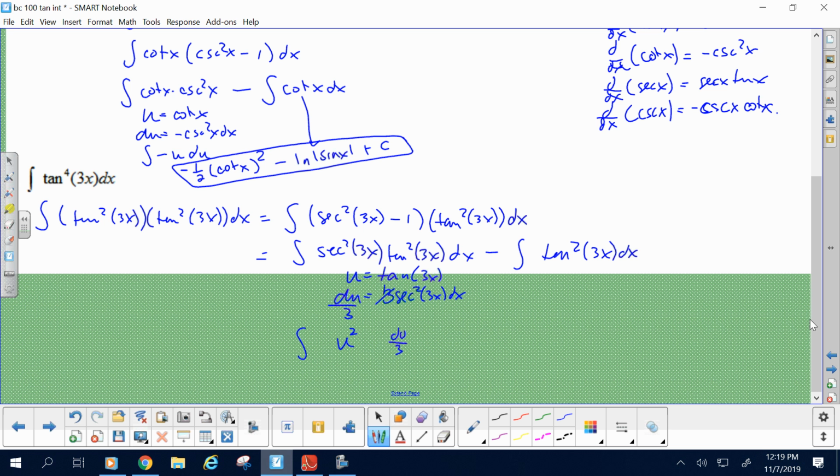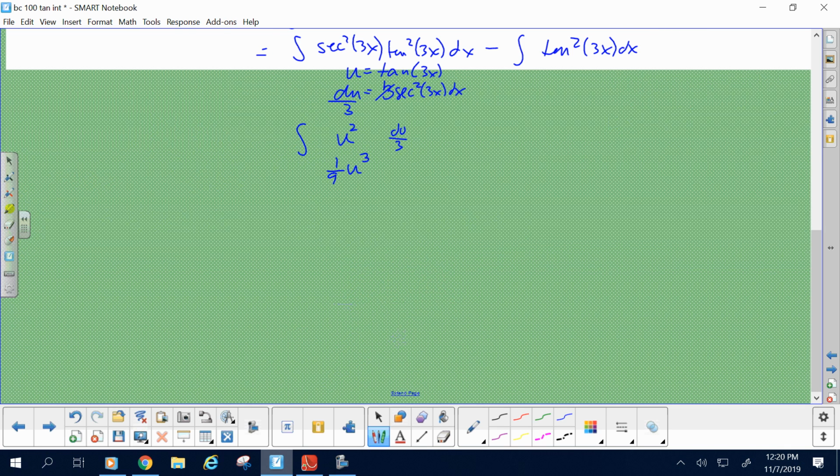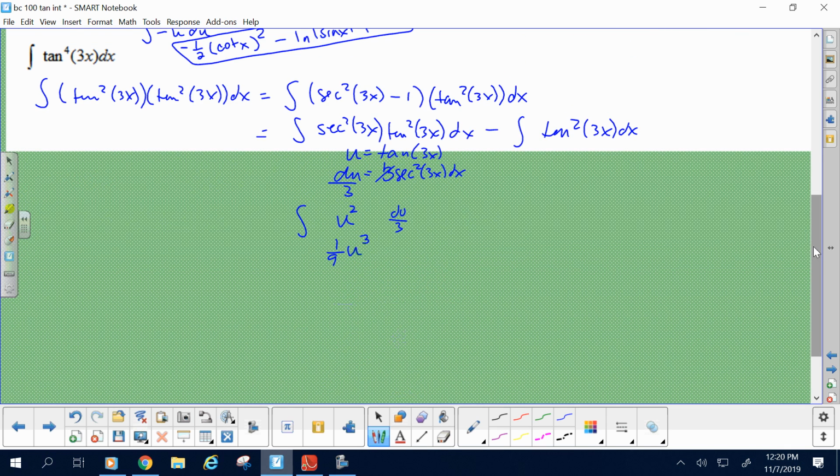U squared. So the antiderivative of that is, yeah, I thought that was the easy part, but maybe not. 1/9 u to the third. You follow? And therefore 1/9 tangent cubed of 3x. All right, first part cool? All righty then. Minus.